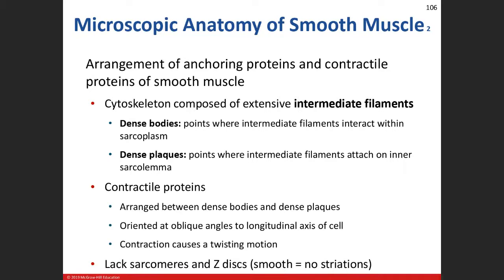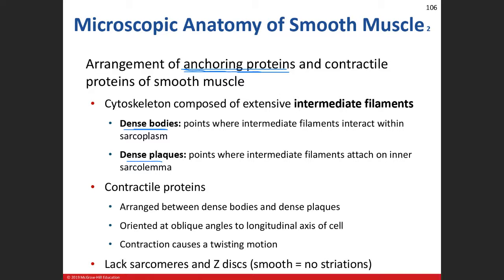So when we're dealing with smooth muscle, we're going to have these anchoring proteins. Our actin and myosin will attach to these anchoring proteins here, okay? And the points where these proteins interact with one another are what we call dense bodies. And then we also have our dense plaques.